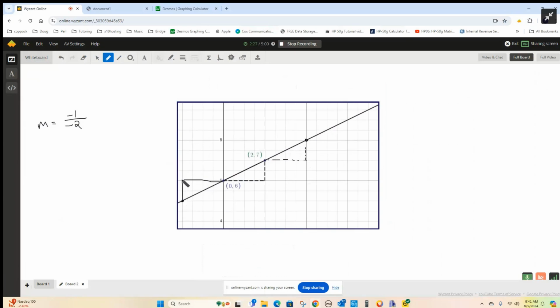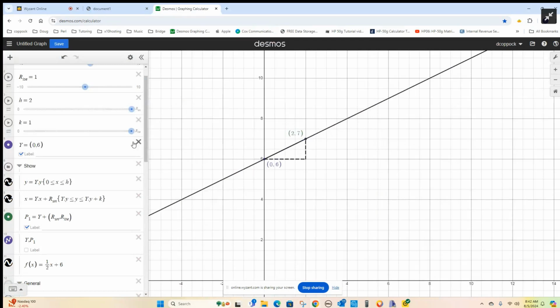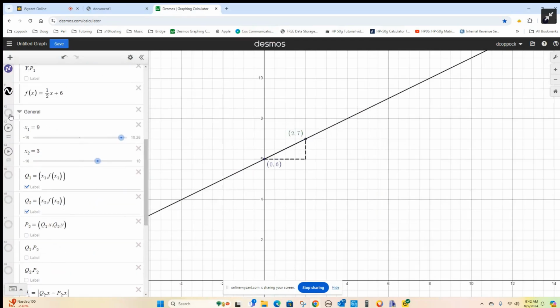Okay, and I don't care what the coordinates of these points are. You pick any 2 of them. The change in y, the rise, over the run, change in x, will always be 1/2 for every point on this line. Let's see if we can kind of prove that with an example.